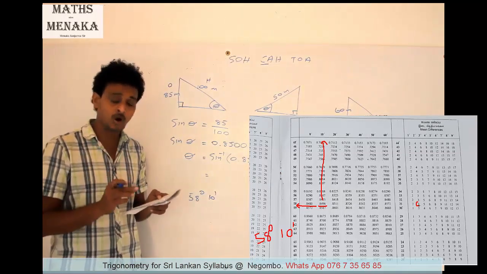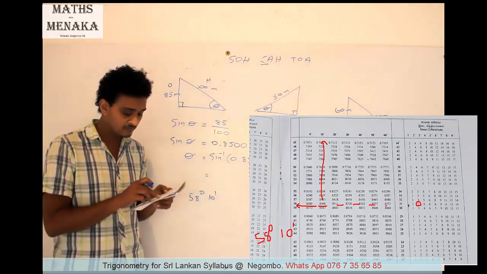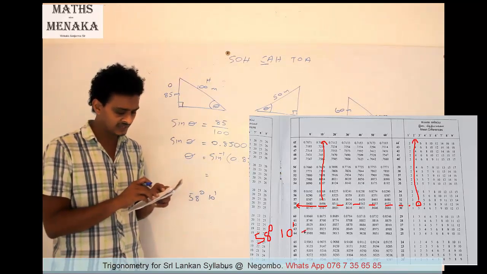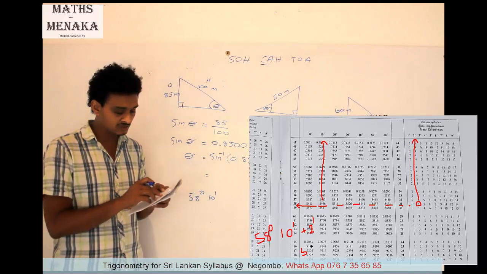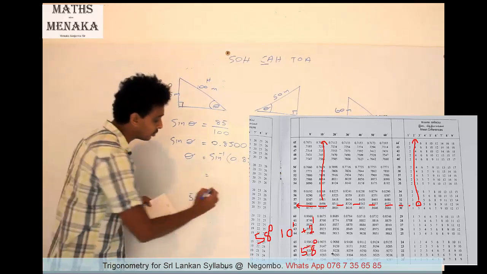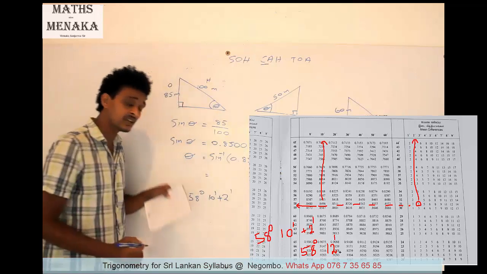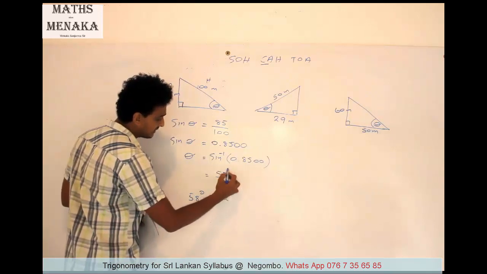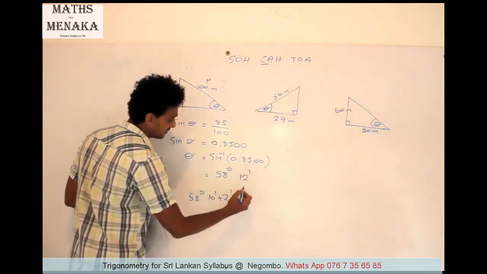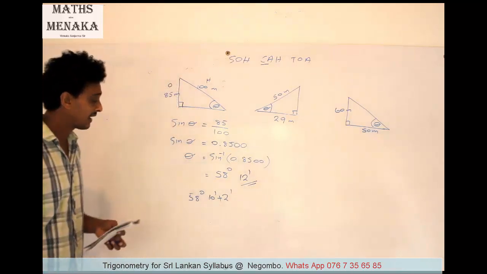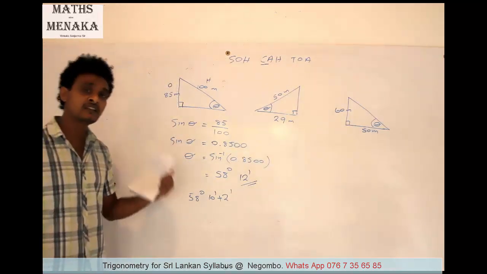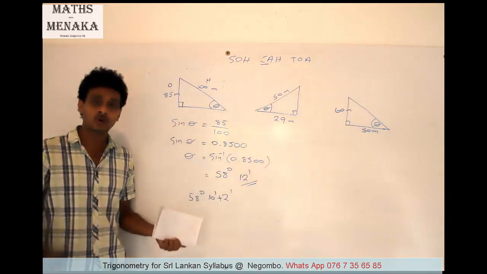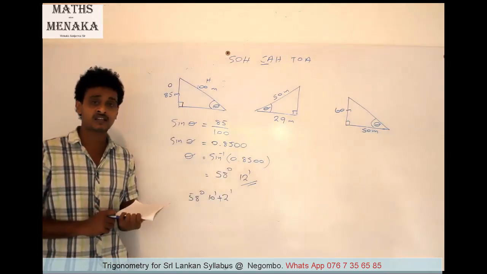Then you need four more. You need four more. The four you have to get in the mean difference in the same row. There is no 4, there are 3 and 5. So you can take 3. The angle relevant to 3 is 2 minutes. Remember, in the sine, you have to add the mean difference always. So the angle is 58 degrees and 12 minutes. When you are finding sine inverse, always remember the mean difference you have to add in sine. Now go to the next one.